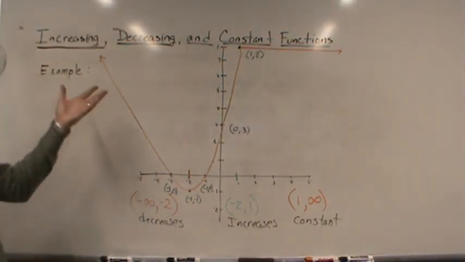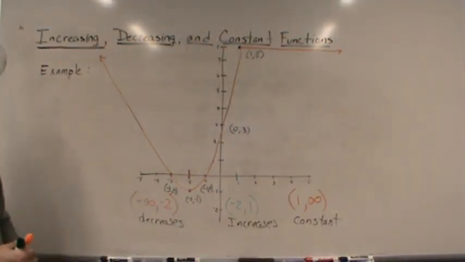And so looking at a graph, that's how we would determine the largest open intervals where the function is either decreasing, increasing, or constant. And that's it.